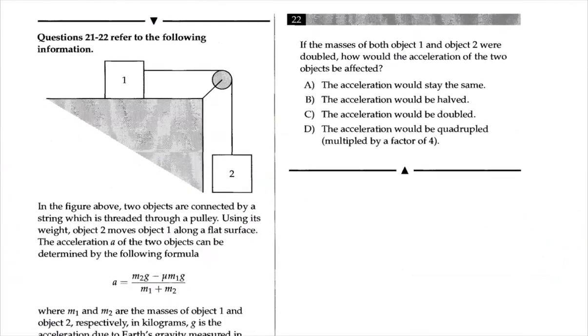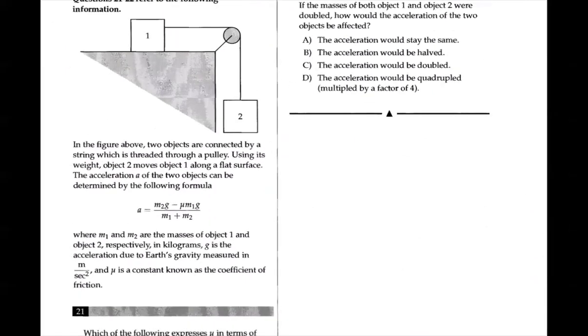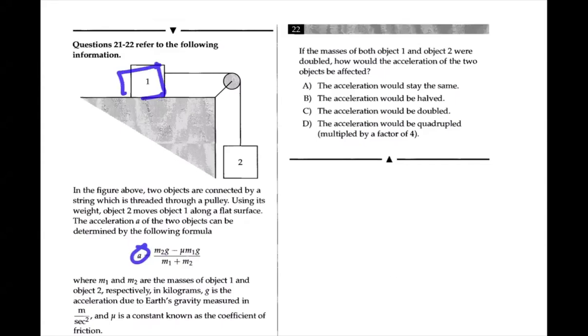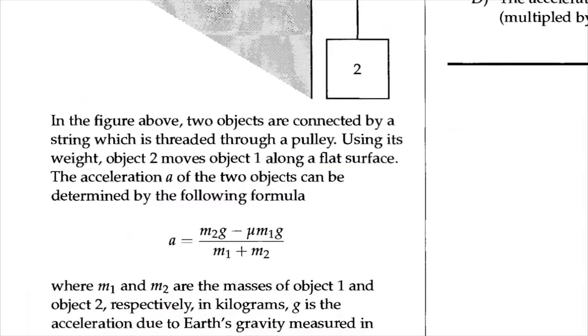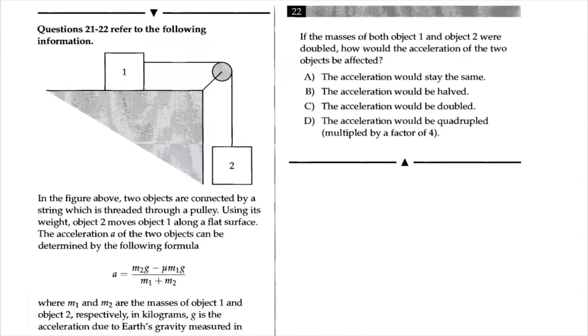Let's see. The question from 21 to 22 refers to the following. Here we have a question from physics. And again, if you see such a question, please don't freak out because everything will be explained. What do we need only? We need only this formula, and we need to understand what is represented by M1, M2, G, mu, and A. So here we have a mass connected with another mass, and here we have a pulley. Let's read this story. In the figure above, two objects are connected by a string, which is threaded through a pulley. Here, as we said, using its weight, object 2 moves object 1 along a flat surface.